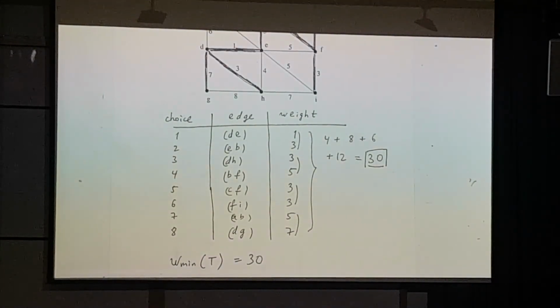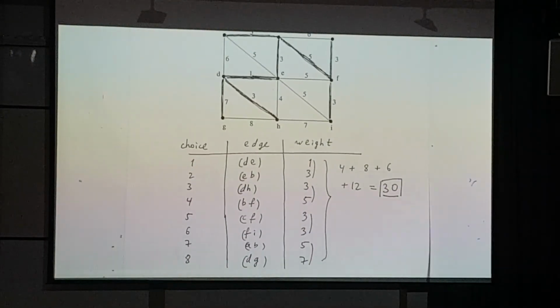Any questions about Prim's algorithm? Makes sense? Everybody? Okay, then I'll discuss different algorithms.